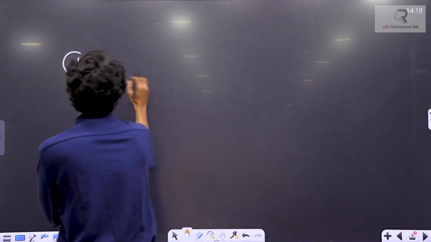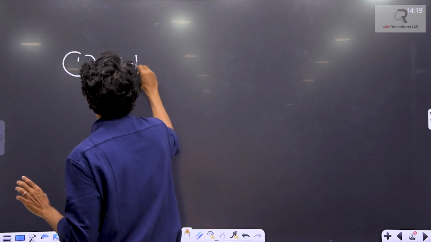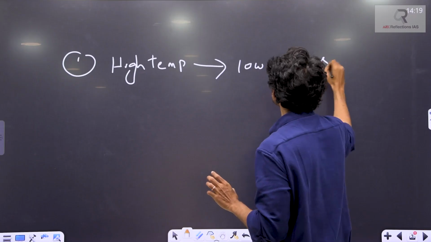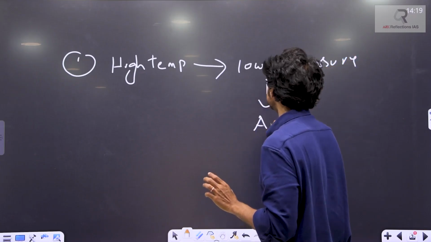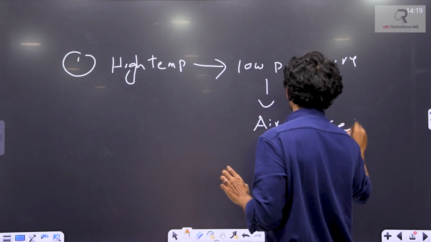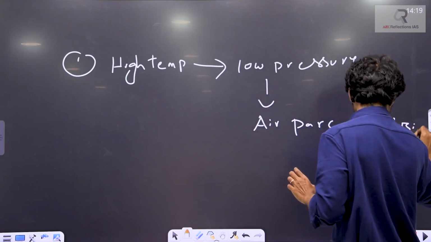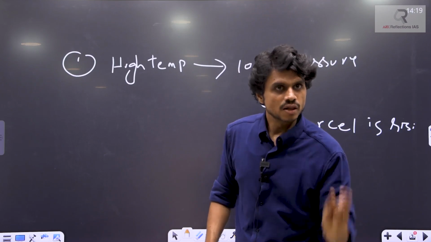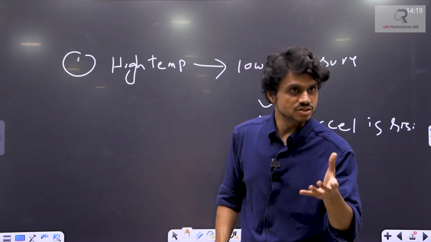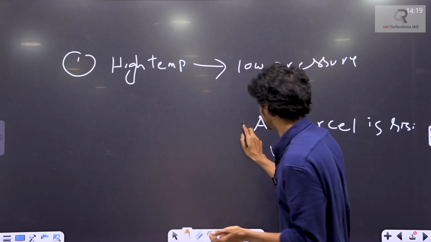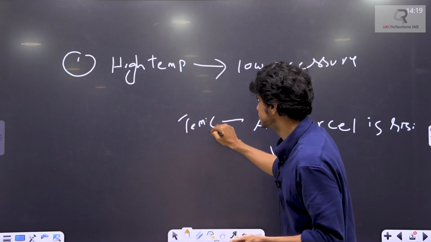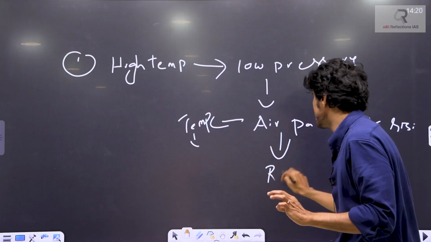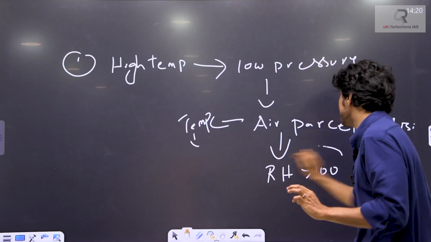So you have a scenario where there is a high temperature. When there is a high temperature, it causes low pressure. What happens when there is low pressure? The air parcel is rising. When the air parcel is rising, what happens to relative humidity? It will increase, as its holding capacity will decrease. Why? When the air parcel is rising, the temperature in that parcel of air decreases, and then relative humidity can become 100%. If this relative humidity becomes 100%, what happens?